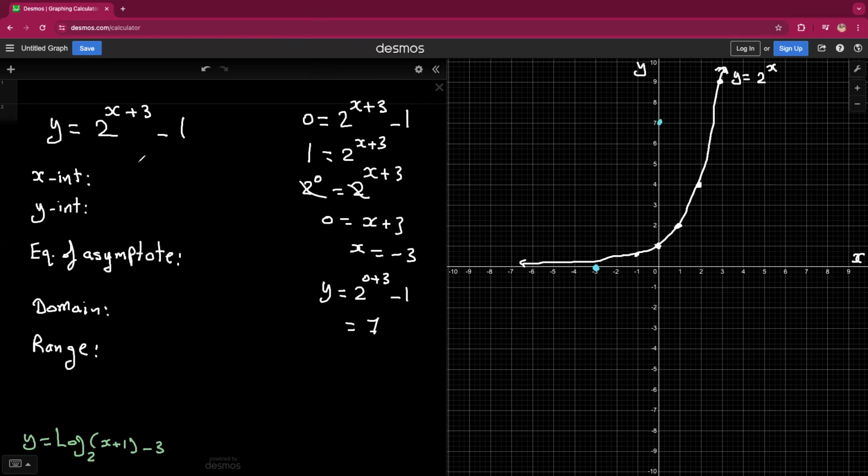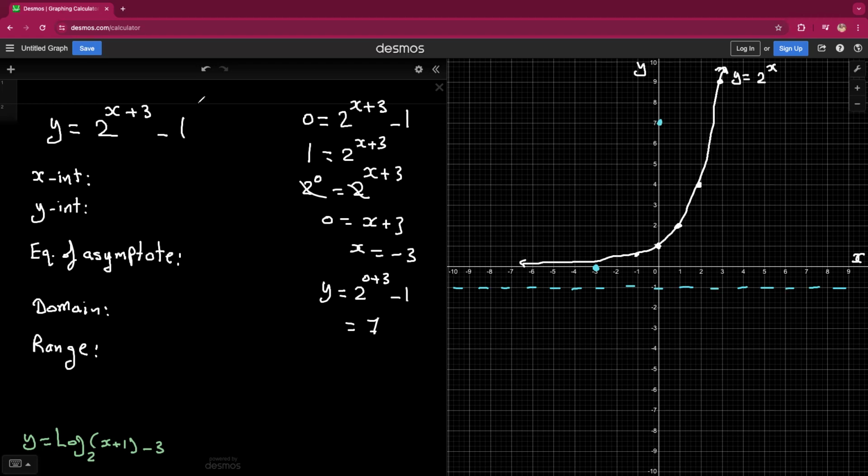Now, the equation of the asymptote is the x-axis here. So the only thing that's going to affect the asymptote is any vertical shift. And as we see, the vertical shift for this graph is going down 1. So that means this asymptote is going to go down 1. So I'm just going to draw an asymptote. Also, now I have the x-intercept and the y-intercept.